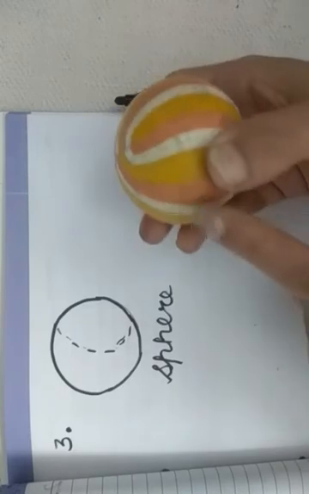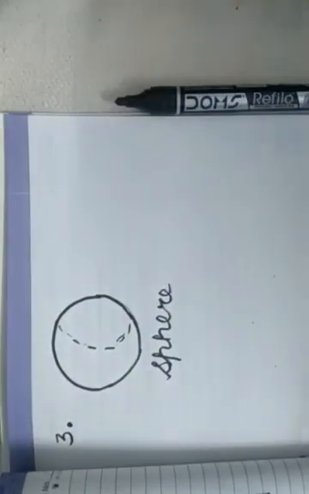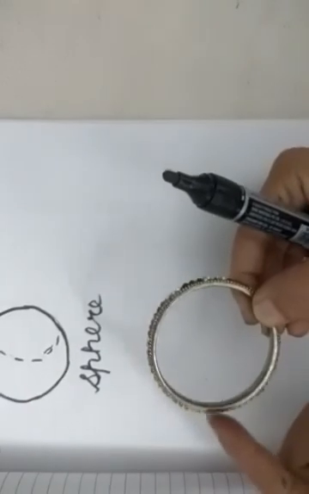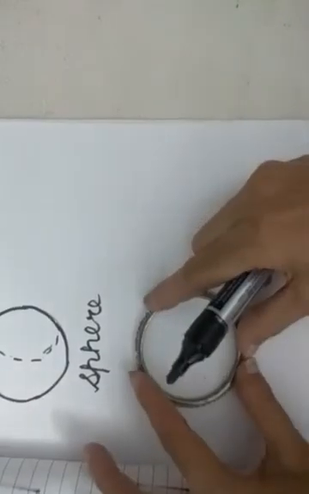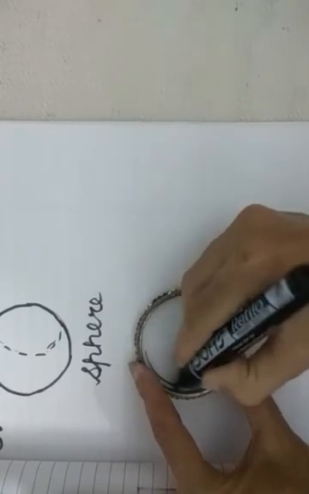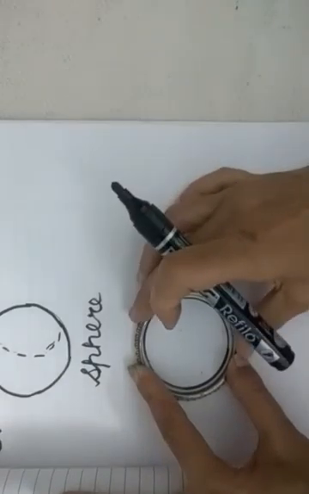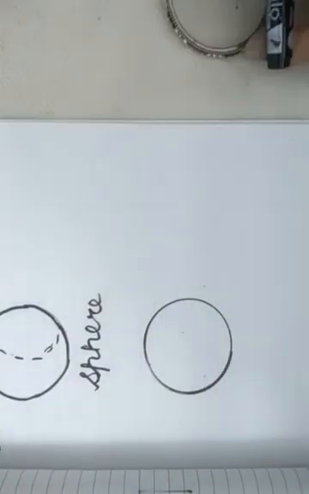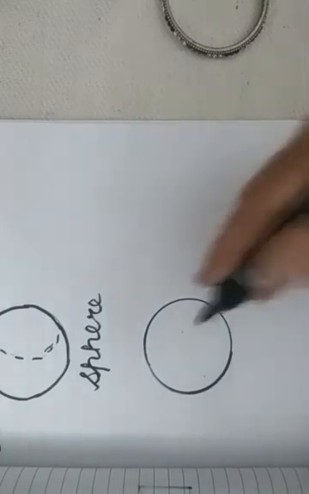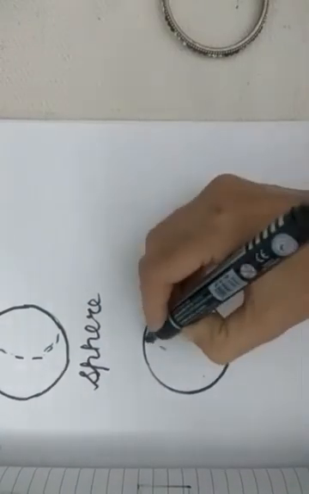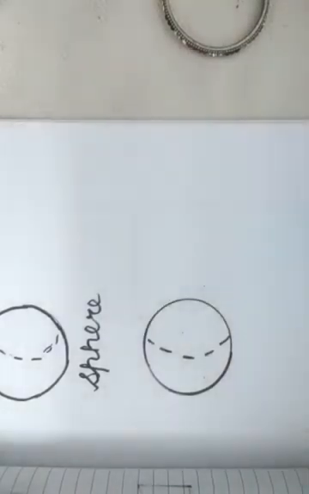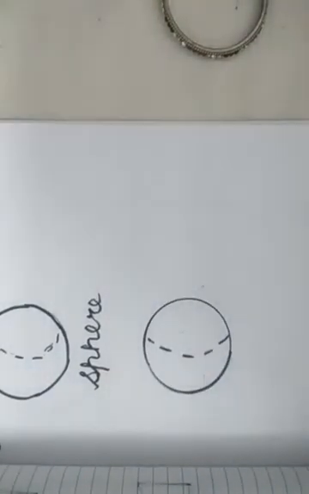Is that clear? And I will tell you how you can draw it easily. If you have any bangle, you can use a bangle. Use any bangle or round thing. You can use the lid of a bottle. Now draw one circle. Hold this bangle so that it will not move. Now see, I have drawn it. Now you have to show the curved surface like this. Now it's very beautiful. I have drawn a sphere.